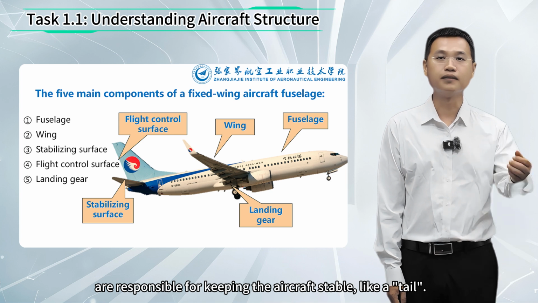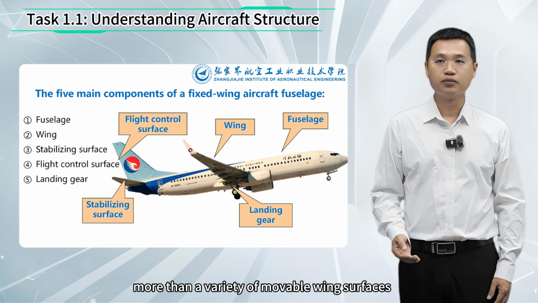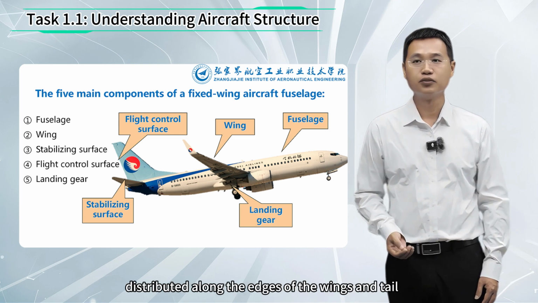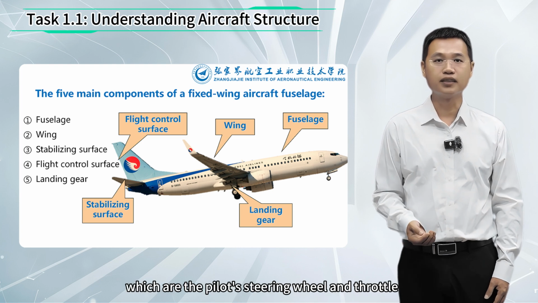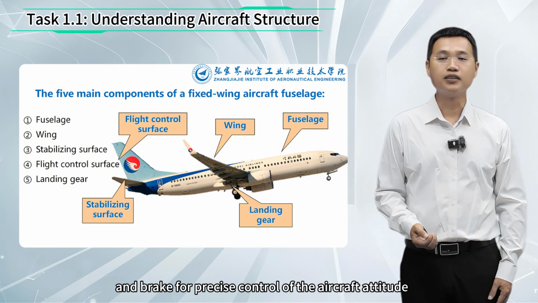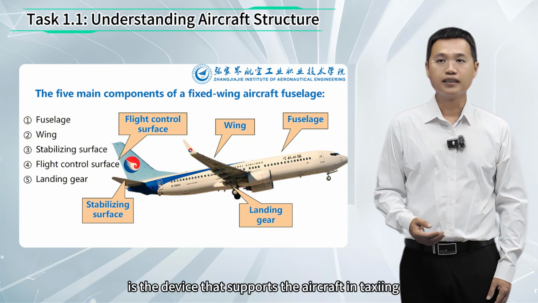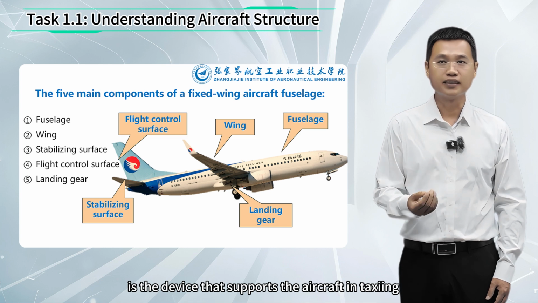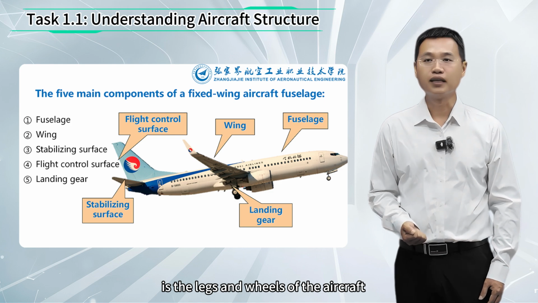like a tail. 4. Flight control surfaces, a variety of movable wing surfaces distributed along the edges of the wings and tail, which are the pilot's steering wheel and throttle and brake for precise control of the aircraft attitude. 5. Landing gear is the device that supports the aircraft in taxiing, taking off, and landing on the ground, the legs and wheels of the aircraft.